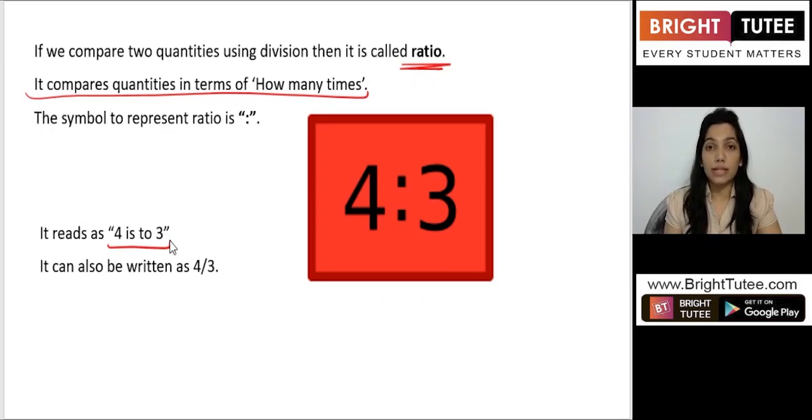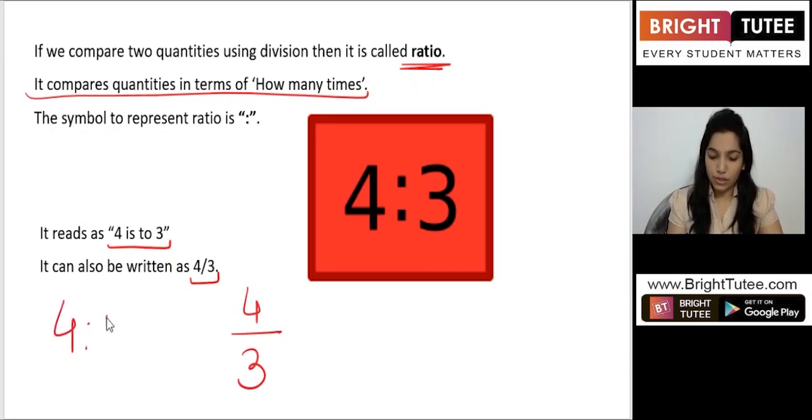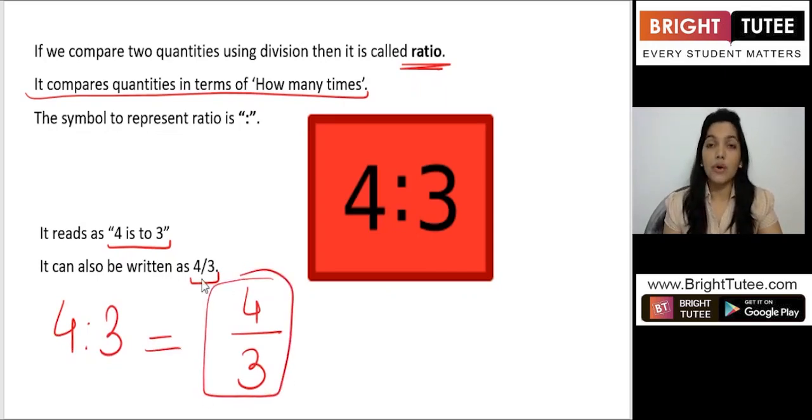And how do you write it? It is written like you see the fractions. It's the same way how you write the ratio. It is 4 over 3. Okay? So 4 is to 3 is basically 4 over 3. This is how we show the ratios. Okay? And this is how we use the symbol of ratios with the two dots.